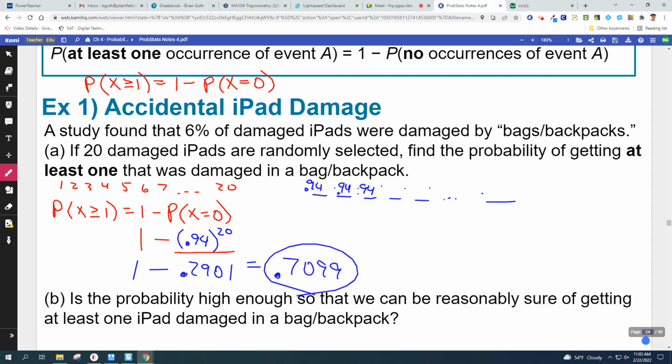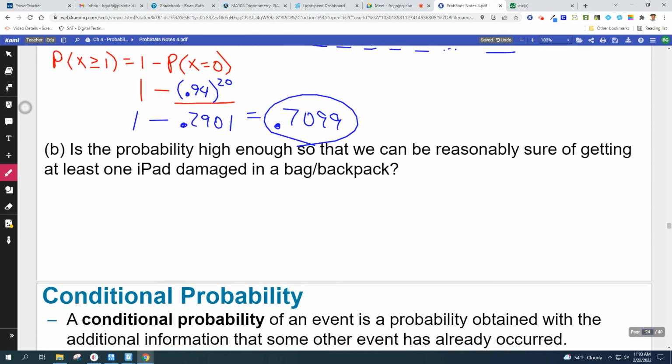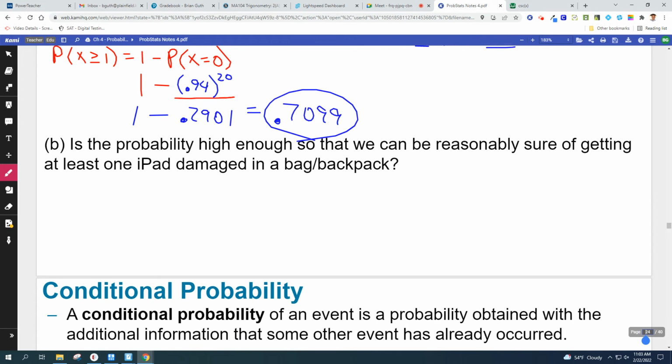It's a very common skill to have in probability. Probability of at least one, same thing as saying not none. Part B says, is the probability high enough so that we can be reasonably sure of getting at least one iPad damaged in a bag or backpack?